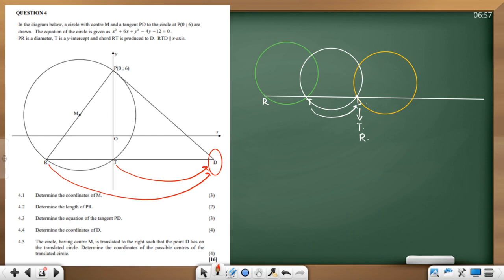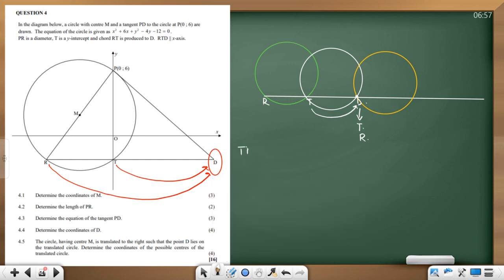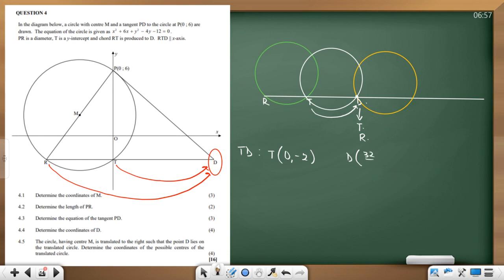So what are we looking for? Determine the coordinate of the possible new circles. All right, so we're moving T units or R units. Let's count T to D. What is the length of T to D? Do we know the coordinate of T? Yes. What's the coordinate of T? 0 and -2. And what's the coordinate of D? What was our D? 32/3 and -2.